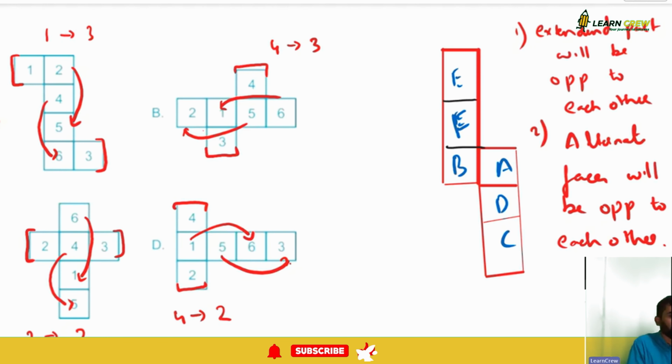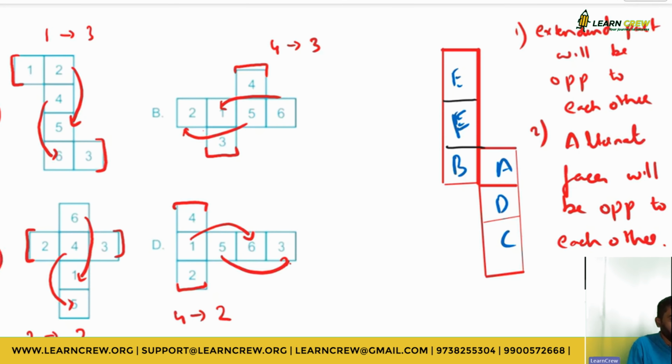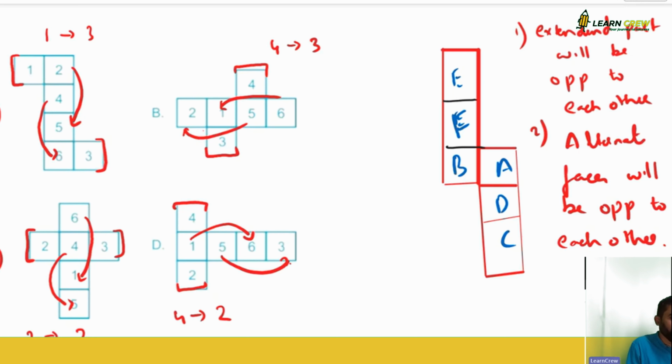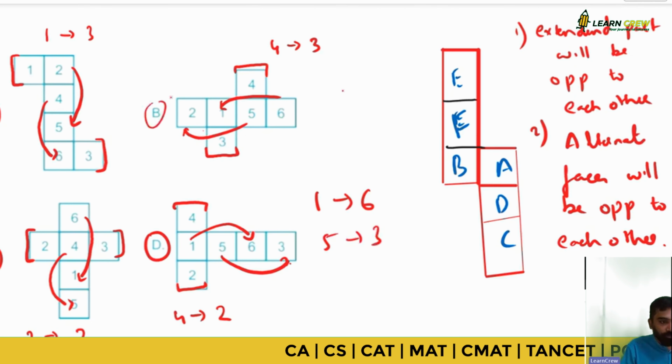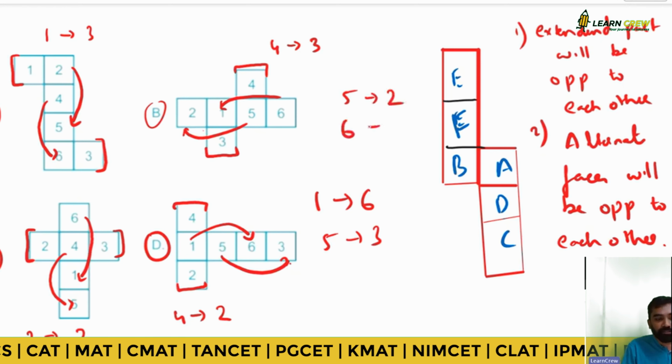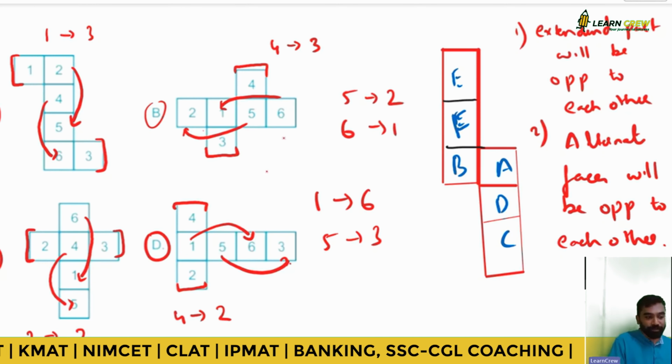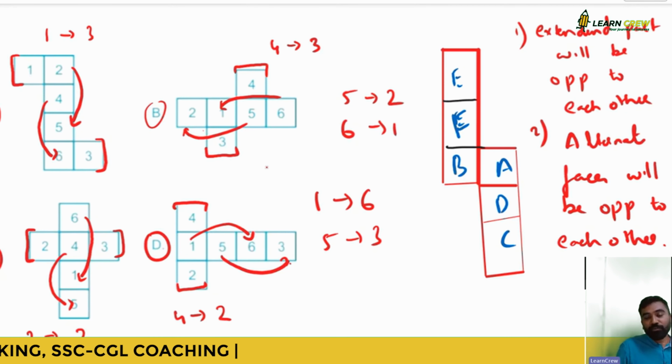So now, what is opposite to 2 in figure number A? 5. In figure number A, what is opposite to 4? 6. In figure number C, what is opposite to 6? 1. In figure number C, what is opposite to 4? 5. Figure number D, what is opposite to 1? 6. And what is opposite to 5? Figure number B, what is opposite to 5? 2. What is opposite to 6? Clear? Now these are all simple. You just open it up and you find it.